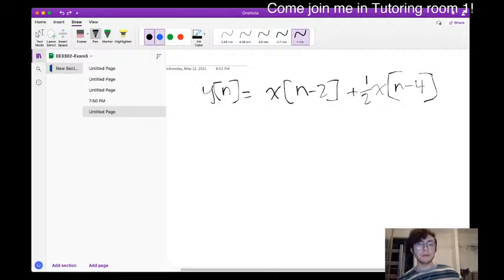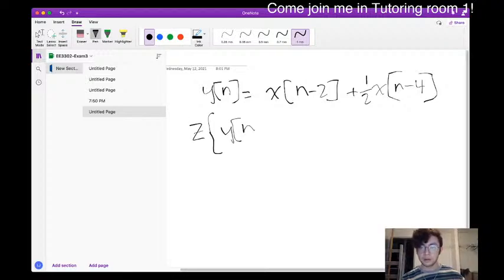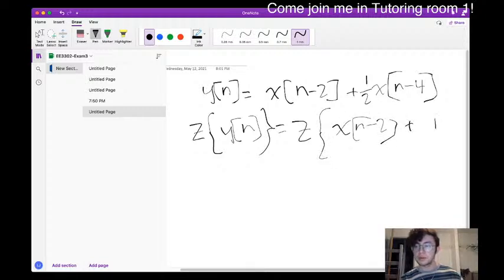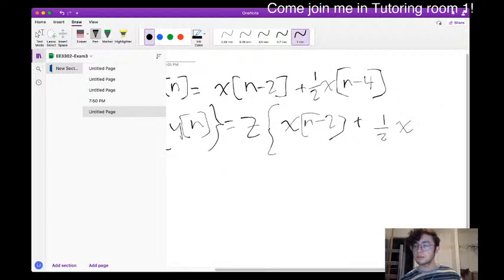So like I said before, you can analyze any input-output relation in the discrete domain via the z-transform. So I'm going to go ahead and turn this into a system. You do this by taking the z-transform on both sides. The z-transform of y[n] equals the z-transform of x[n-2] plus 1/2 x[n-4]. Okay, great.